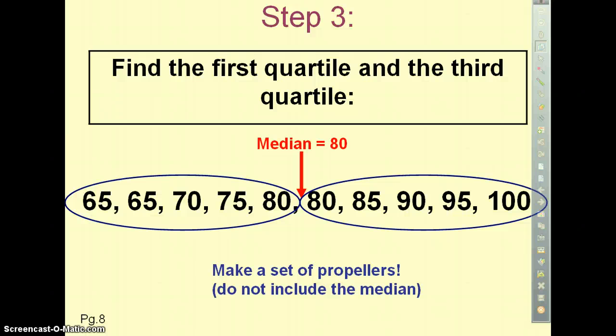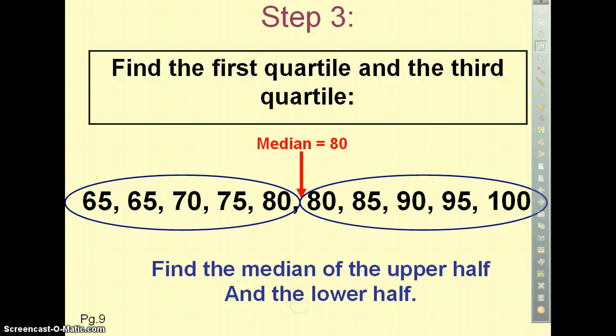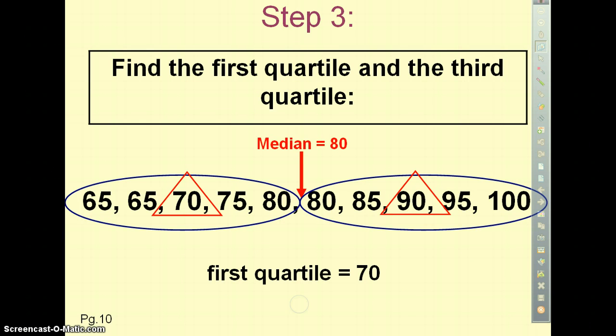So I've got my lower half, I've got my upper half. Now, we're going to find the median of the upper half and the lower half. There's the median of the upper half. Here's the median of our lower half. So our first quartile is the median of the lower half. That's the 70. Our third quartile is the median of the upper half. That's the 90.